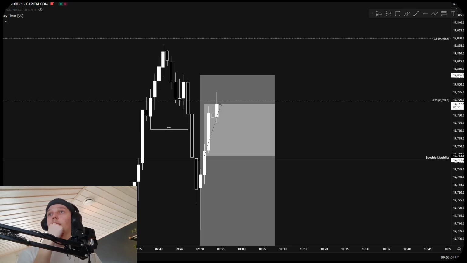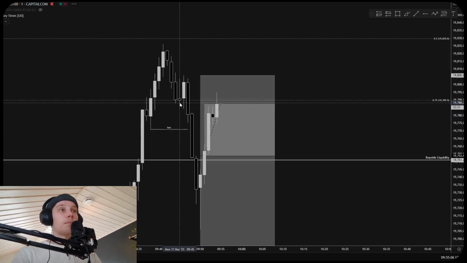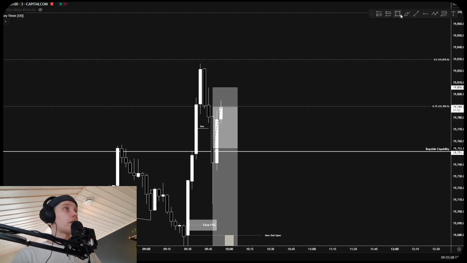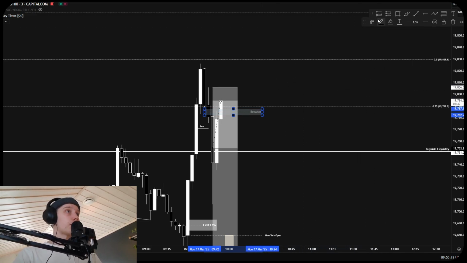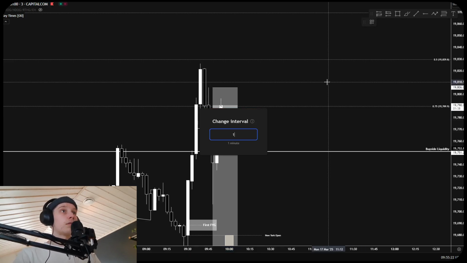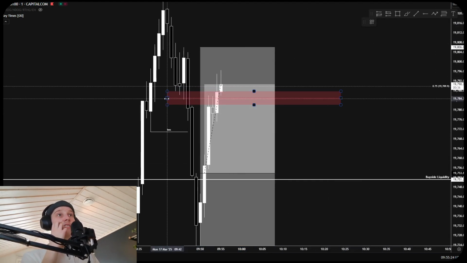So this fair value gap even is not holding anymore. 3-minute gap in this region. That's not breaker. That's a 3-minute fair value gap.